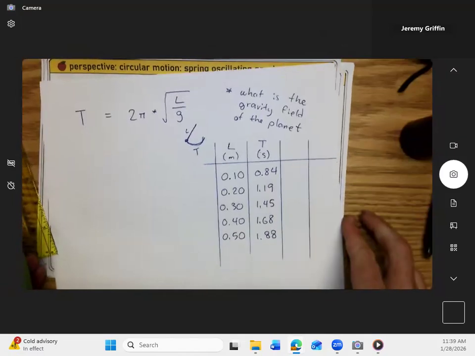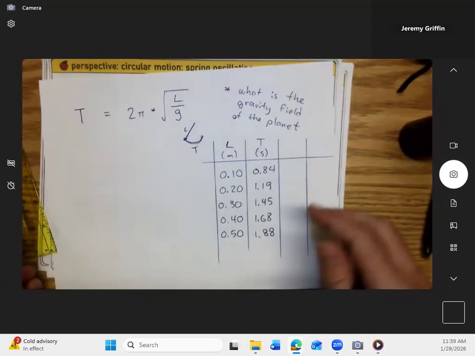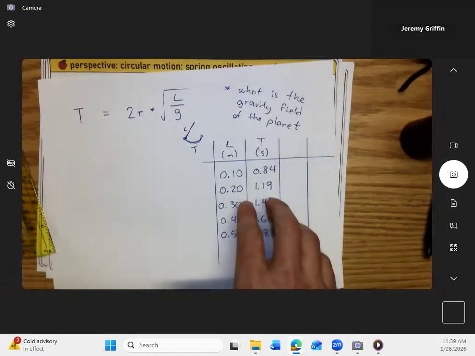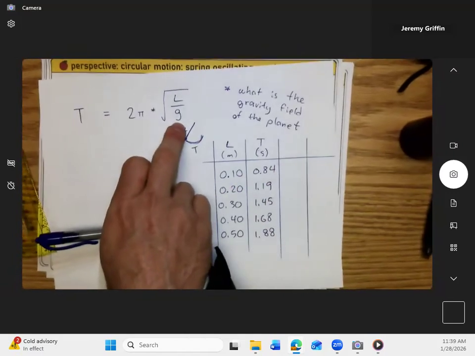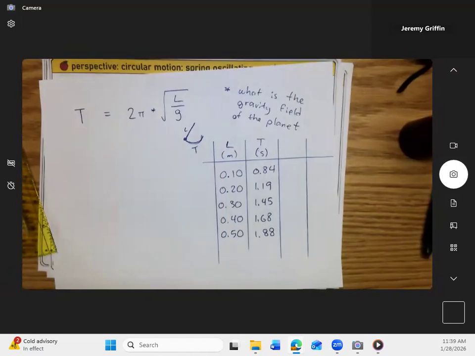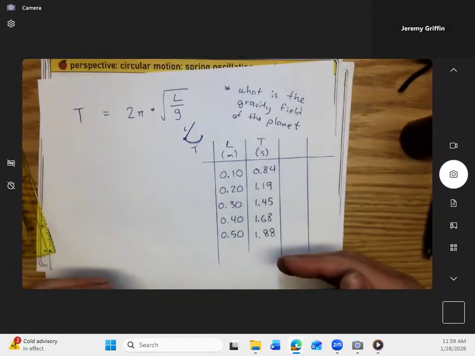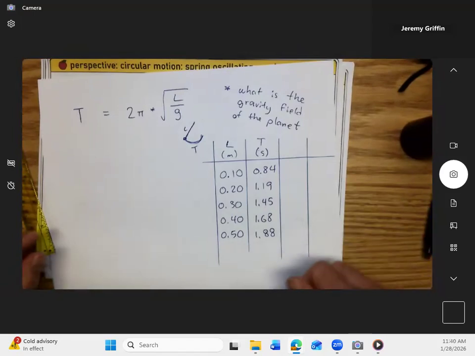Now, there's some way you can take this data and find the gravity field of the planet. If you're thinking algebraically, you might say, well, couldn't I just take any one of these and plug into this formula and solve for G? I mean, you could do that. But AP will probably want you to take this whole table of data and turn this into a graph. Okay?